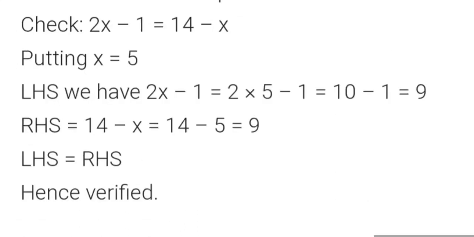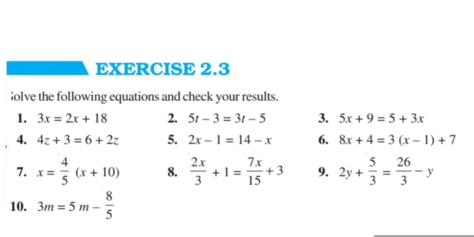Now let's check the answer. So first we will put here x is equal to 5. So see the left hand side. 2x minus 1. 2 into 5 minus 1. 2 into 5 is 10. 10 minus 1 is equal to 9. Now right hand side also 14 minus x. So 14 minus 5. This is 9. So both the sides the answer is coming 9. So left hand side is equal to the right hand side. Hence verified.